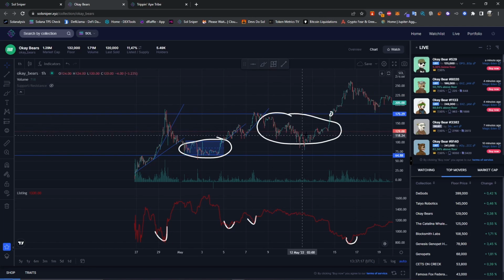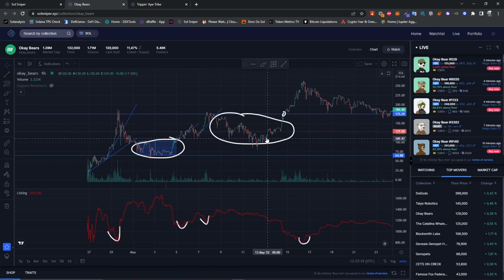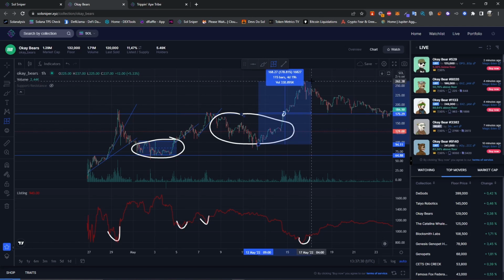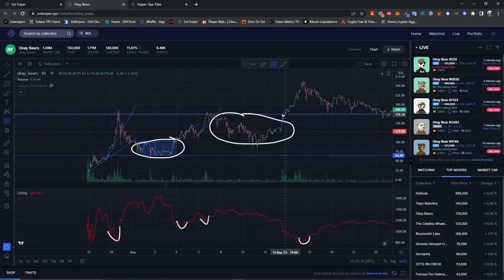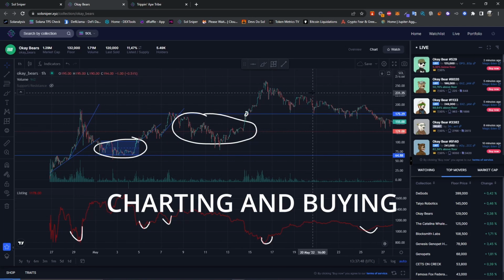And what happened after this accumulation phase? We had a bigger pump, right? Let's just say, from this breakout, if you bought it from here, it would be 178%. And if you bought it from the breakout, to be sure, you still made 50%, which is 173. So you should still have made 80 SOL on it if you were charting.